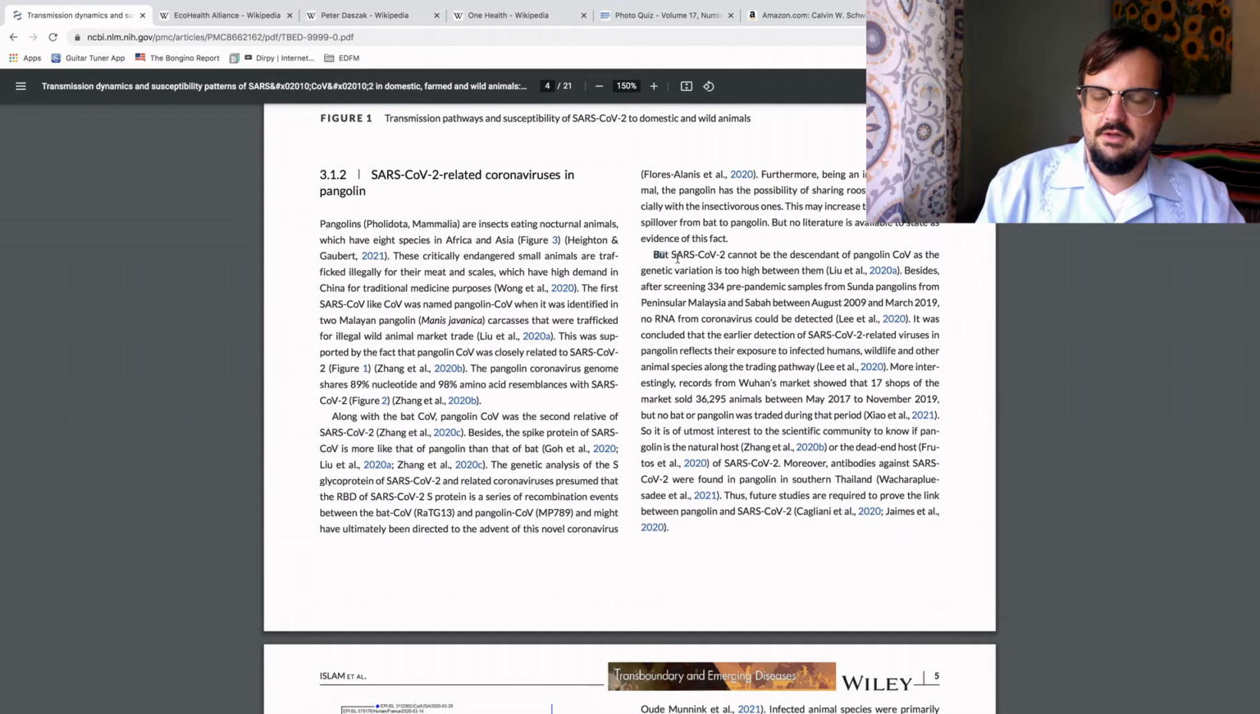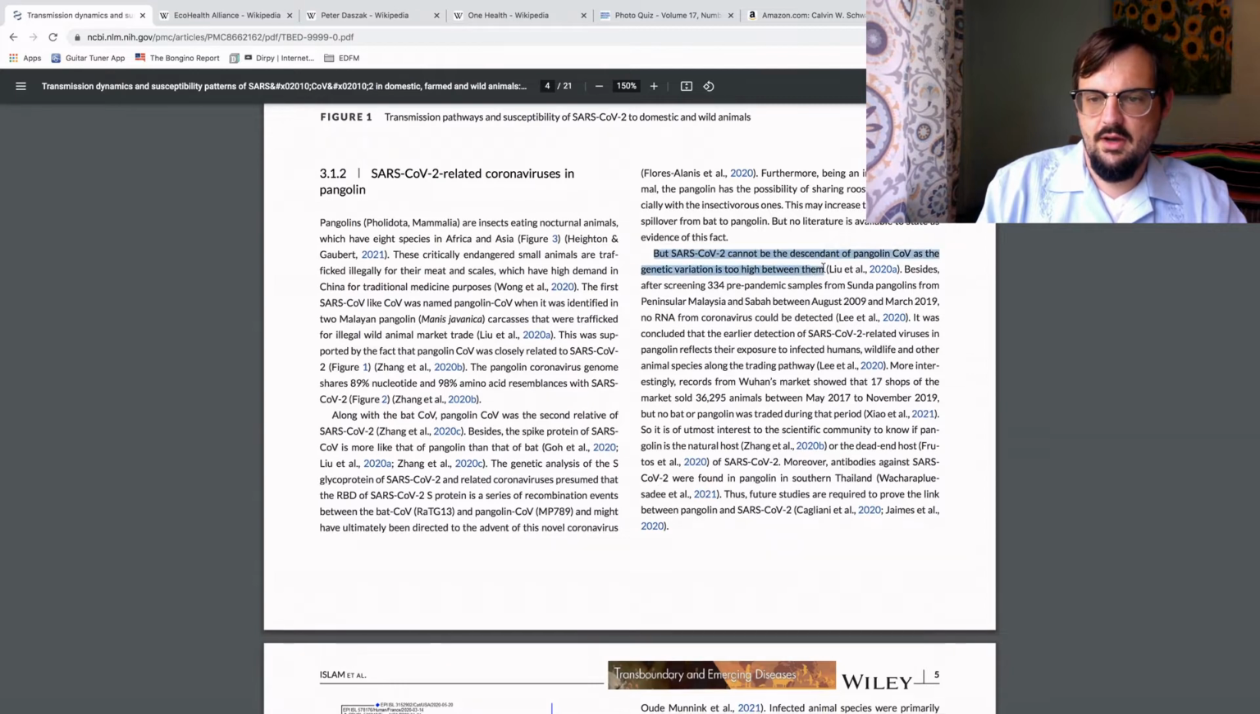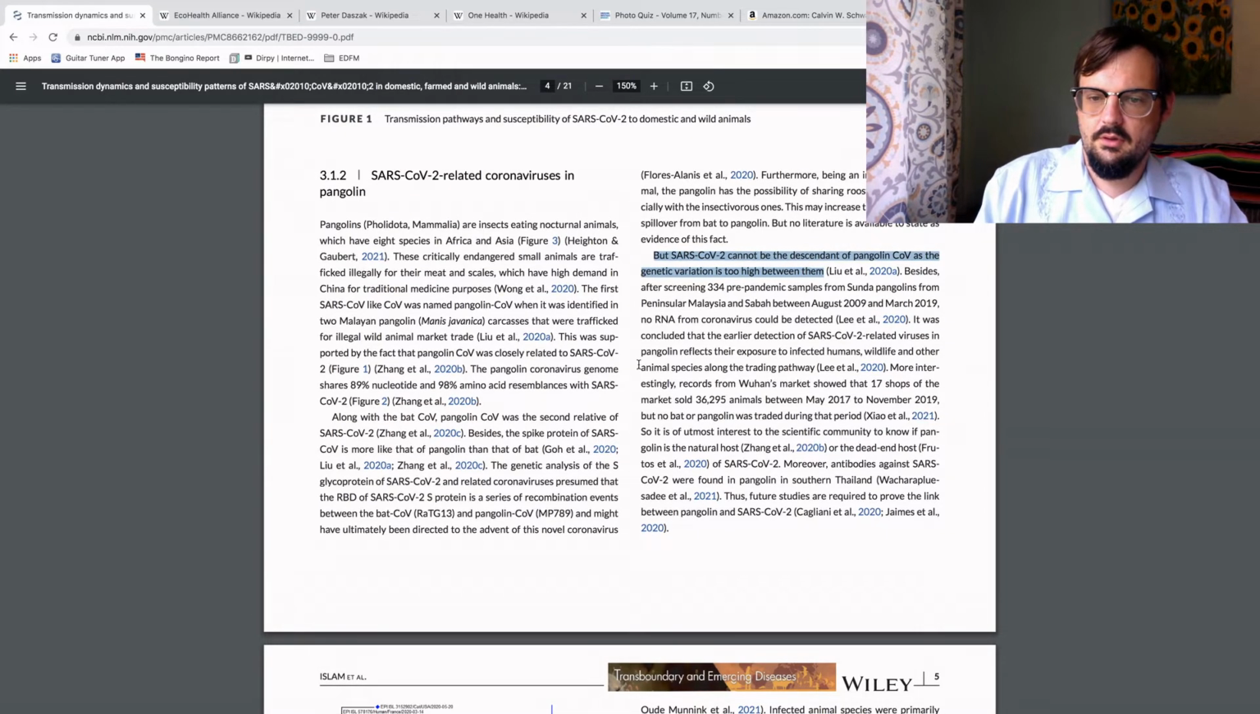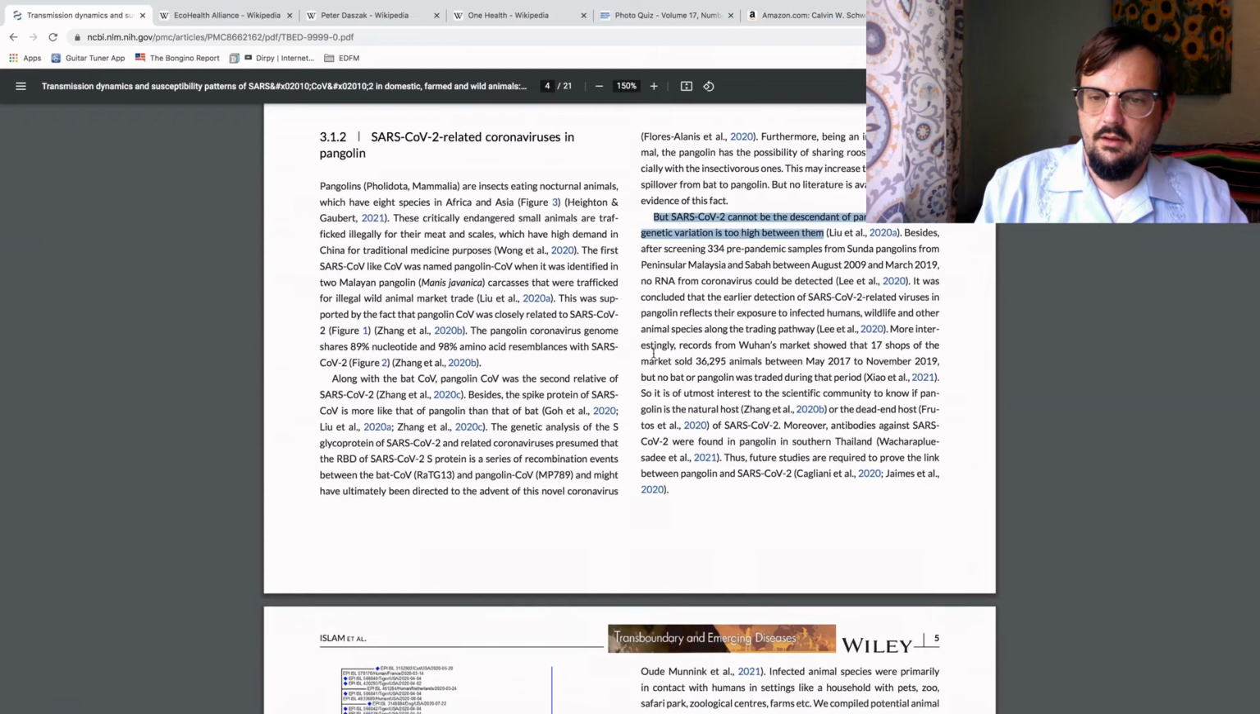Okay, but then this part's kind of a bummer. SARS-CoV-2 cannot be the descendant of pangolin CoV, as the genetic variation is too high between them. Oops. And then they couldn't detect it when they looked for it. And then more interestingly, records from Wuhan's market showed that 17 shops of the market sold 36,295 animals between May 2017 to November 2019, but no bat or pangolin was traded during that period.